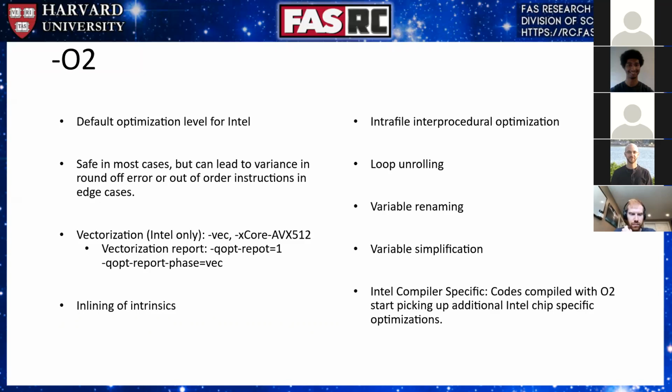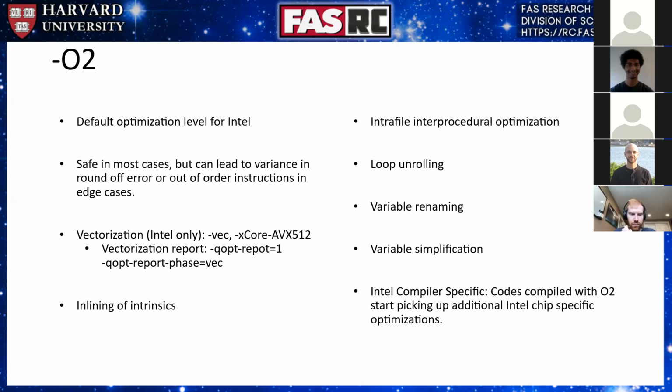You have inlining of intrinsics, which I talked about before, which is basically things like the exponentials or cosines or sines. Native math functions and what have you will get inlined, which is good because that's an additional function call that's not needed anymore. And it'll be able to actually vectorize those intrinsics as well.